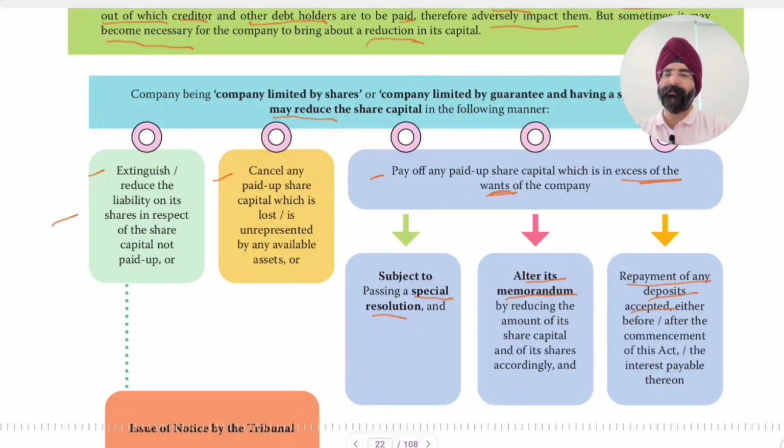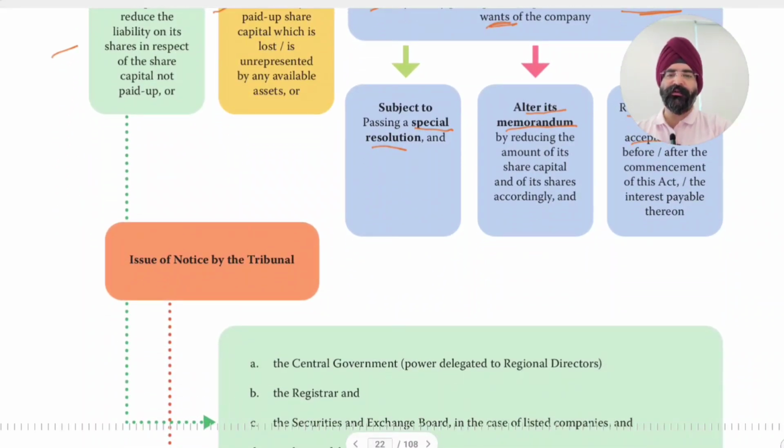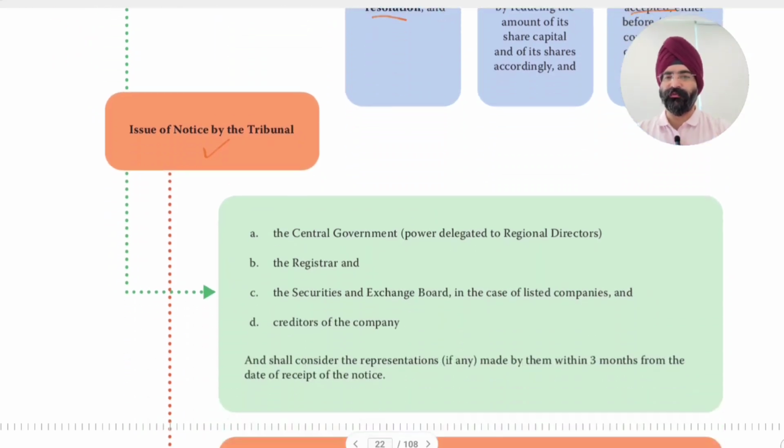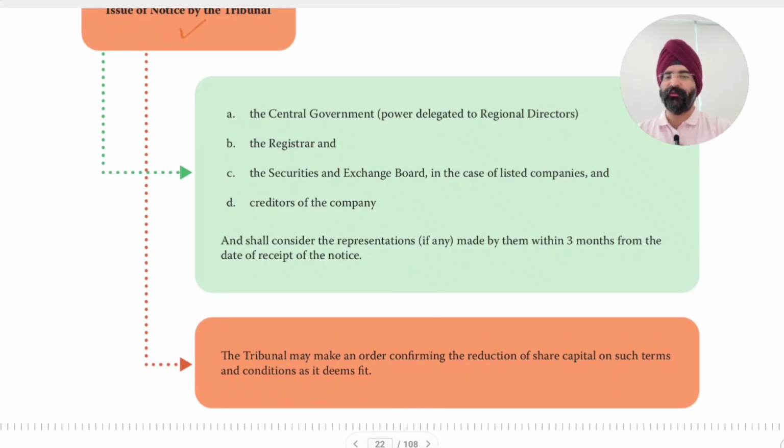Now, moving back to the case of extinguishing or reducing liability on its share capital in respect of share capital not paid up. Here the condition is issue of notice by the tribunal. If the tribunal has issued notice to do so, the tribunal may make an order confirming the reduction of share capital on such terms and conditions as it deems fit. So if the tribunal has issued notice for reduction of share capital, then its terms and conditions need to be complied with.